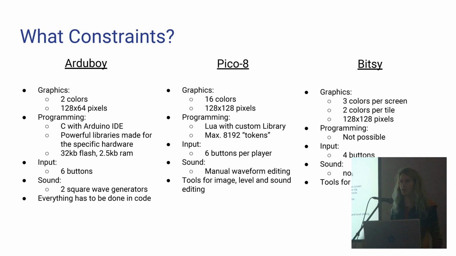So yeah, the Arduboy has 128 times 64 pixels, 2 colors, black and white. You can program it with C, with the Arduino IDE, and it has 32 kilobytes of flash and 2.5 kilobytes of RAM. That's less than the original Game Boy. So if you want retro, that's basically modern retro, if that's a thing.